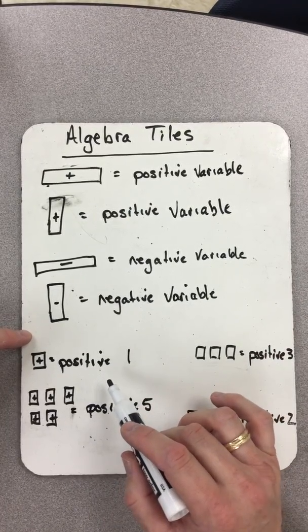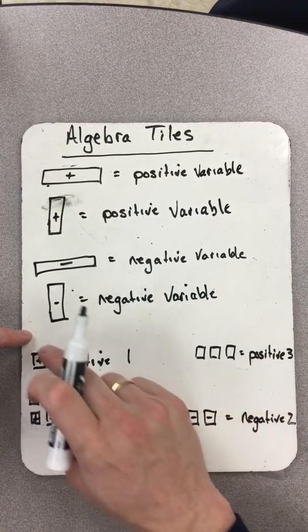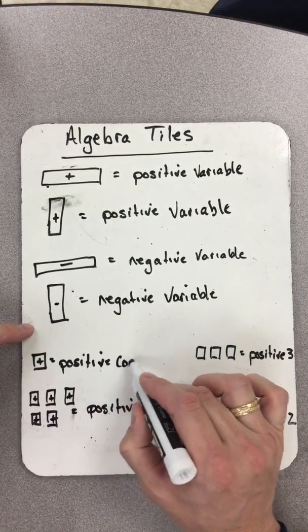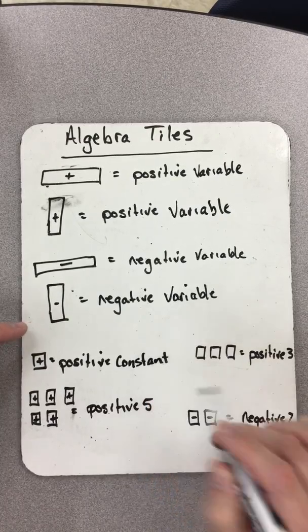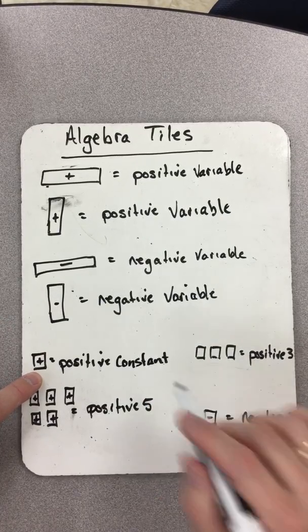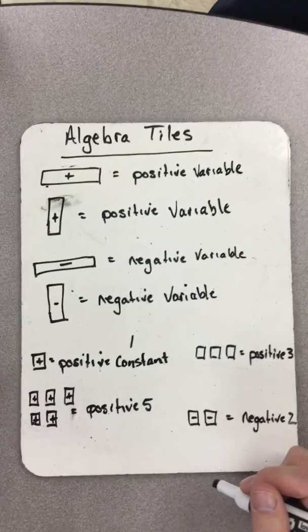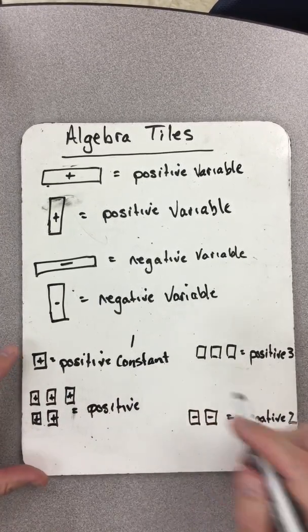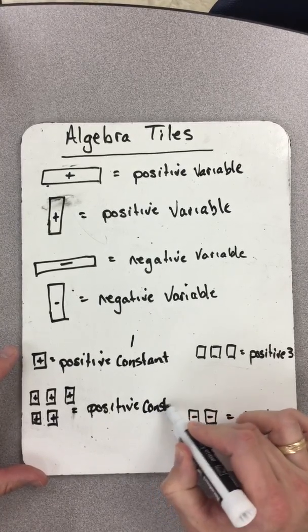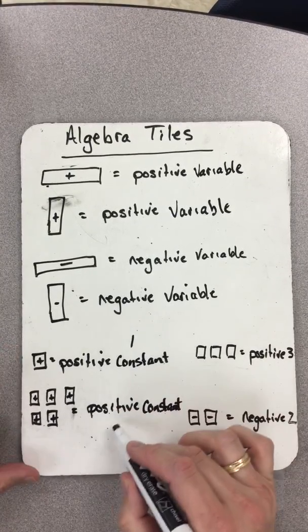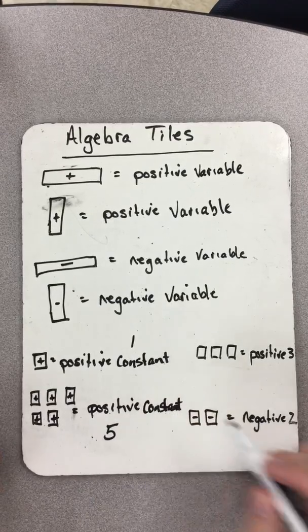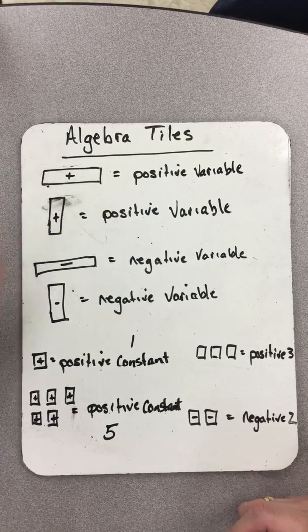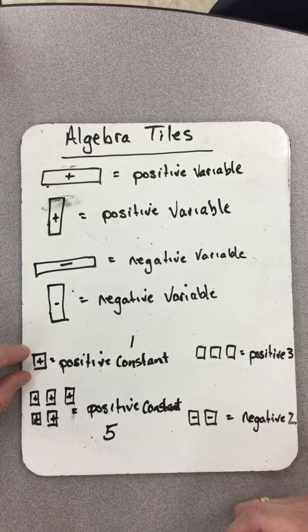If we look down here, when we have a small box with a positive in it, it means it's a positive constant. So if I have one positive constant, it's just 1. That's all it means. Down here I have 5 positive boxes, or what I'd say positive constants. Since I have 5 positive constants, it equals 5. So remember, the long box equals a variable, the small box equals a constant.